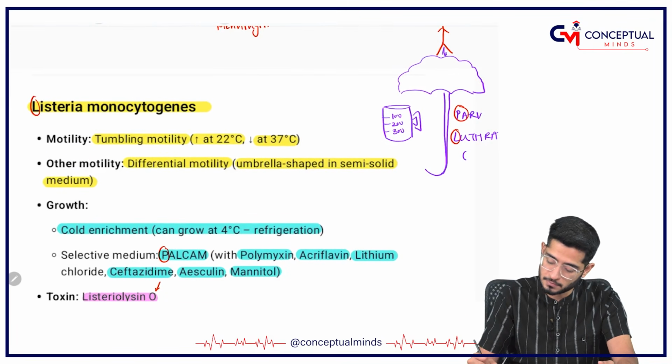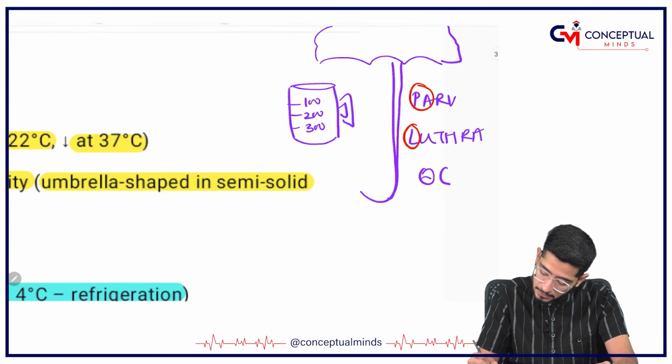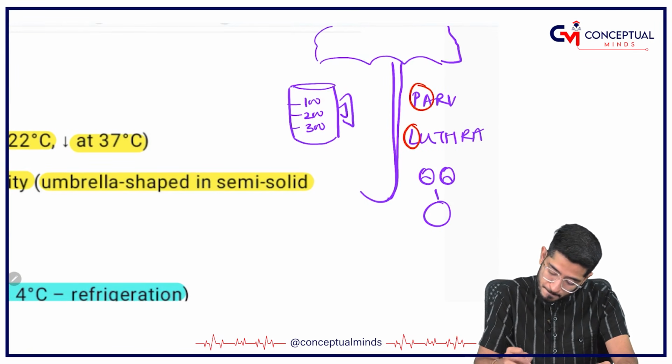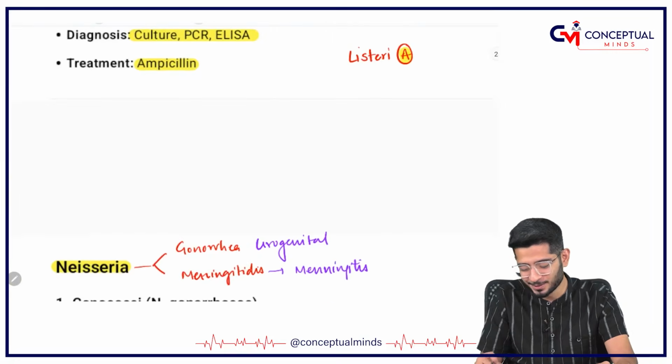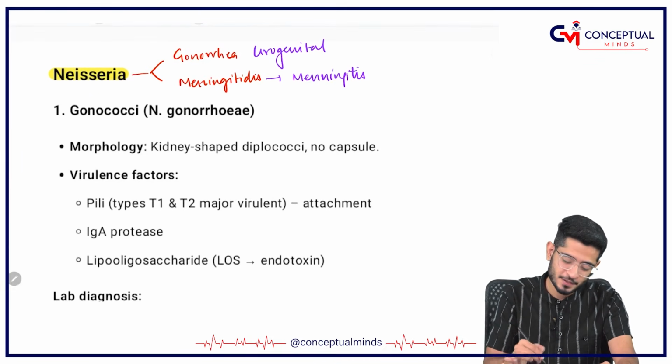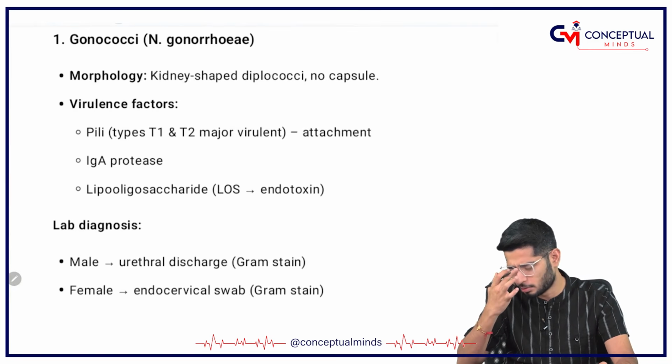If I just make a cute kid here, I do not know if I will be able to, but still I will try. Obviously the milk bottle. Anyways, so Listeria is for the small kids, whereas Neisseria is for the big kids. Let us go one by one.